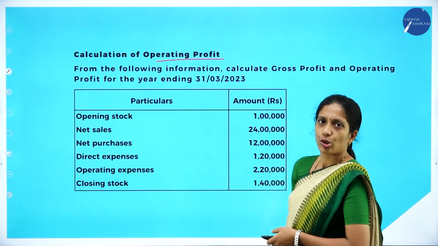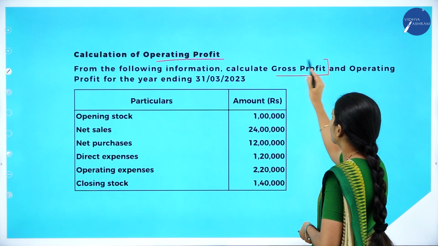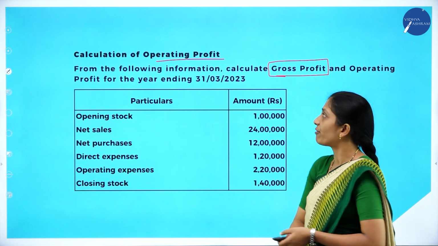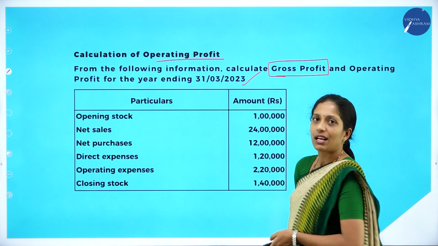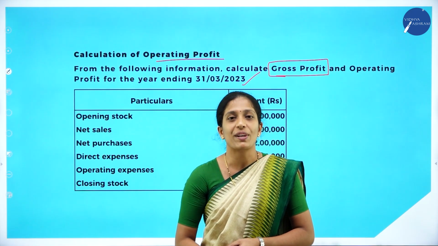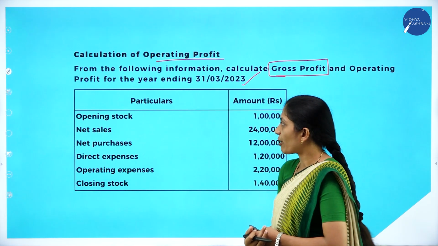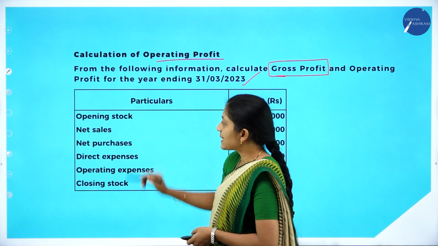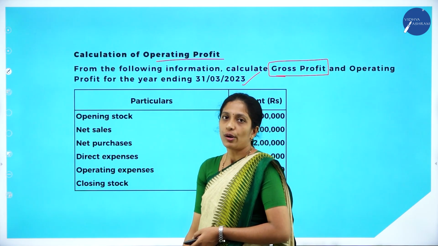What is this calculation of operating profit? From the following information, calculate gross profit first. So we have to calculate gross profit first and operating profit for the year ending 31st March 2023. So you know how to calculate the gross profit. So we have to prepare a trading account, then calculate the gross profit. So we have opening stock, sales, purchases, direct expenses, operating expenses and closing stock.